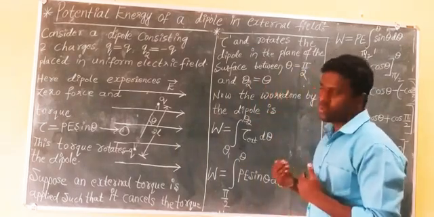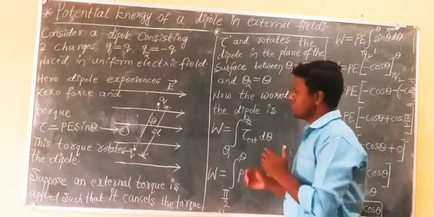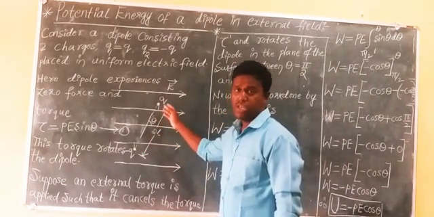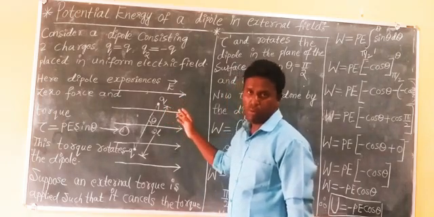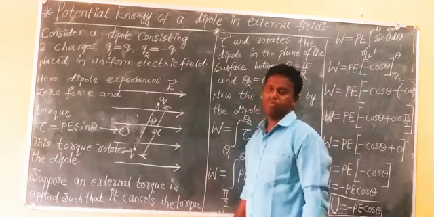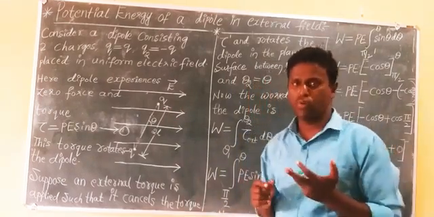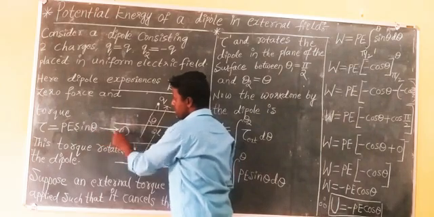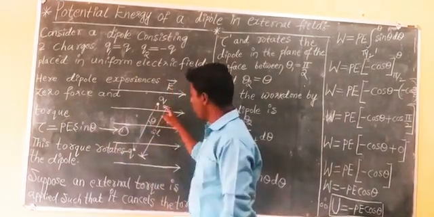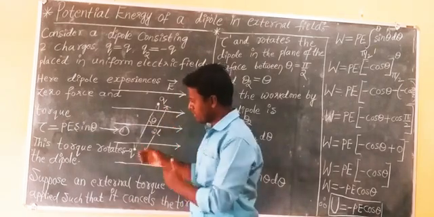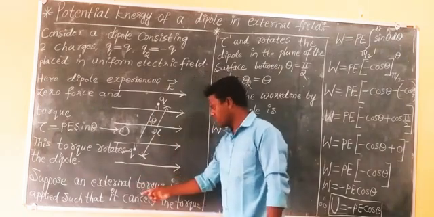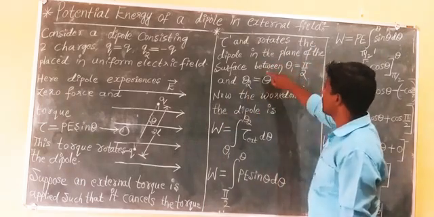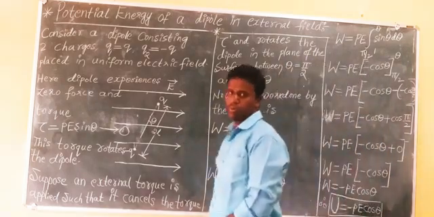So once you go through the derivation, you will definitely understand. Here it's very simple. First I consider a dipole placed in an electric field, and the nature of the electric field is a uniform electric field. Whenever a dipole is placed in a uniform electric field, it experiences zero net force, and a torque. That torque is given by tau equals P E sin theta, equation number 1. And this torque rotates the dipole in this electric field. Suppose an external torque is applied such that it cancels the torque and rotates the dipole in the plane between theta 1 equals pi by 2 and theta 2 equals theta.